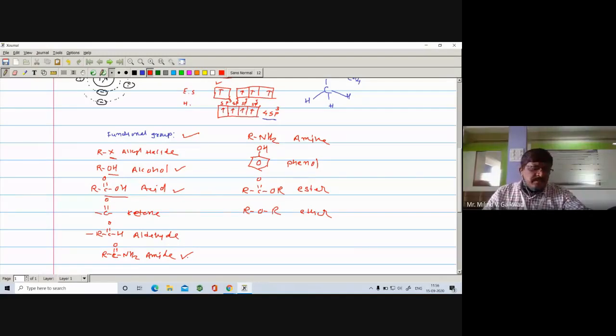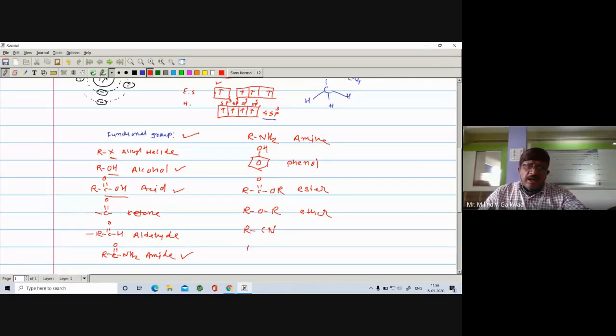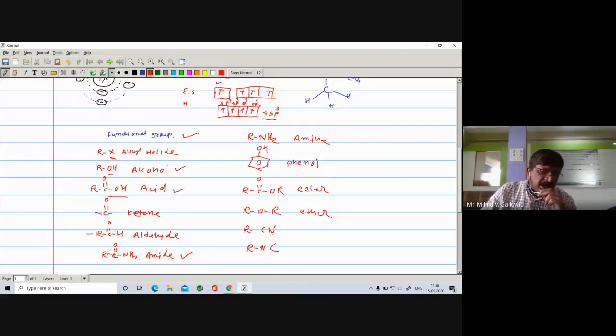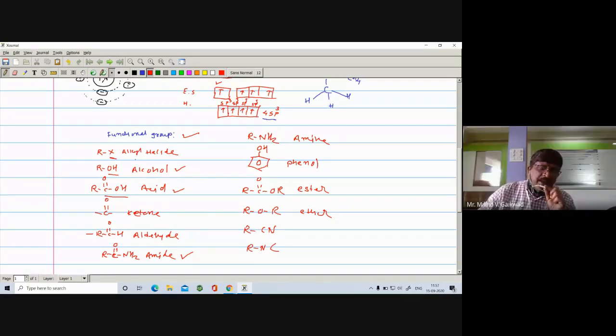Another example. Cyanide and isocyanide. RCN is a cyanide and RNC is an isocyanide. Another example, nitrile. RCN is called a nitrile. Next example. Halogens. Alkyl halide is the example. We have written it already.